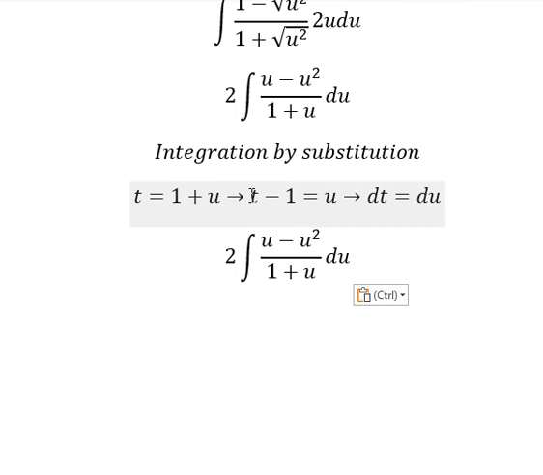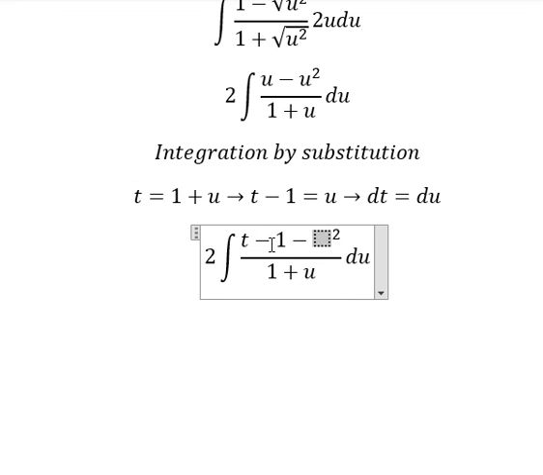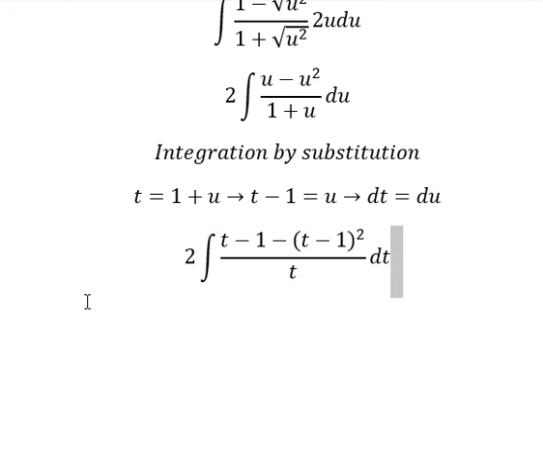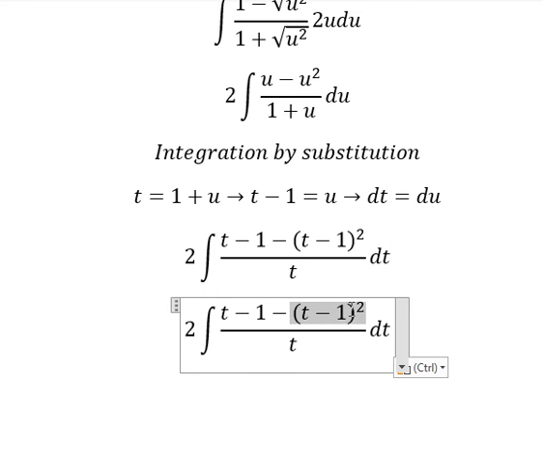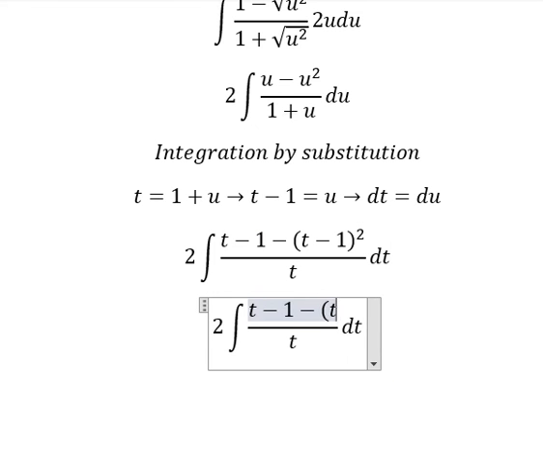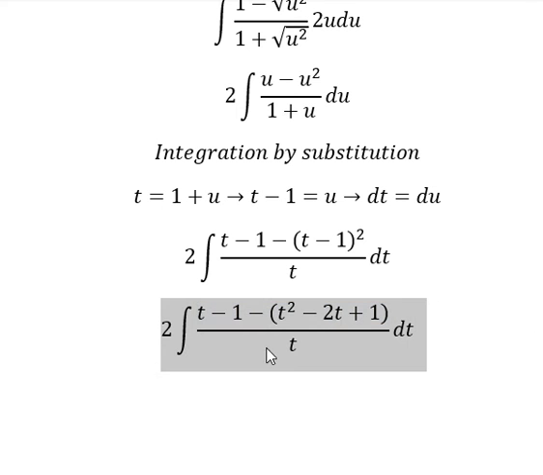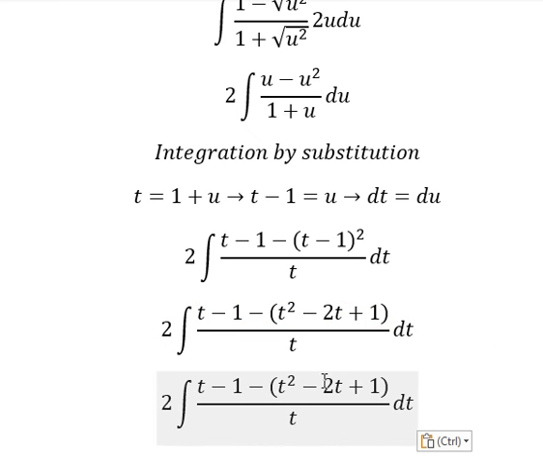So I will put this one to change for u. This one we change by t. du we change by dt. Next, we need to expand this one. Now, we need to open parentheses.